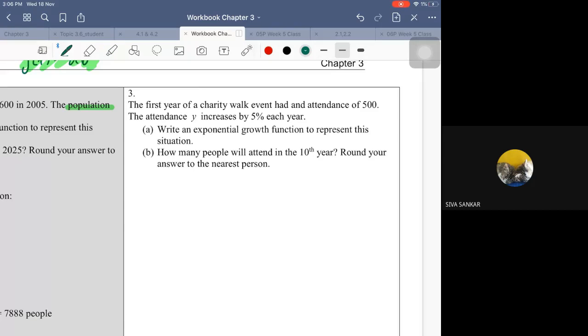Dia kata the first year of a charity walk event, so kita ada event, so tahun pertama kita ada attendance dia adalah seramai 500. So the attendance Y increases, so Y itu adalah referring to kehadiran, berapa ramai orang yang hadir. So increases by 5% each year. So bila dia kata increases, so ni adalah referring kepada growth. And growth by how much? Dia punya rate R adalah sama dengan 5%. So question A dia kata, write an exponential growth function to represent this situation.